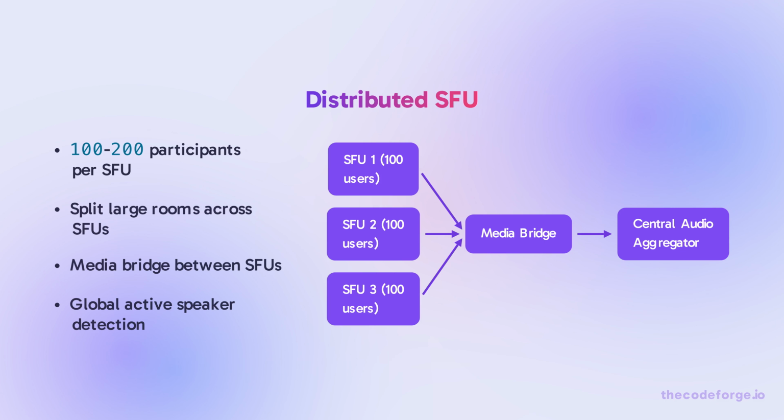A single SFU can handle about 100-200 participants. Beyond that, you need to distribute the load. For a 1,000-participant room, you might have 10 SFUs each handling 100 participants. They are connected via a media bridge that forwards active speaker streams between servers. A global audio-level aggregator determines the top speakers, and only those streams are forwarded across servers.